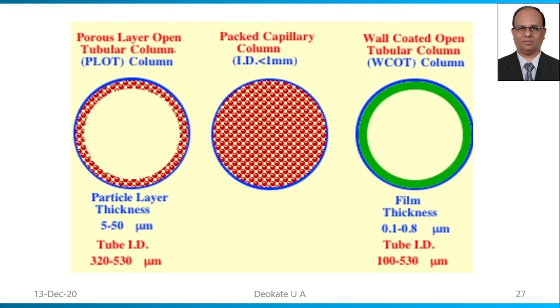Generally, we are using capillary columns. They are called wall-coated open tubular columns, or PLOT columns, or support-coated open tubular columns, SCOT columns. So which column are we using? WCOT columns. These WCOT columns hold the film directly on the internal part of the glass tubing. The film thickness is between 0.1 to 0.8 mm and the tube internal diameter is from 100 to 530 micrometers.